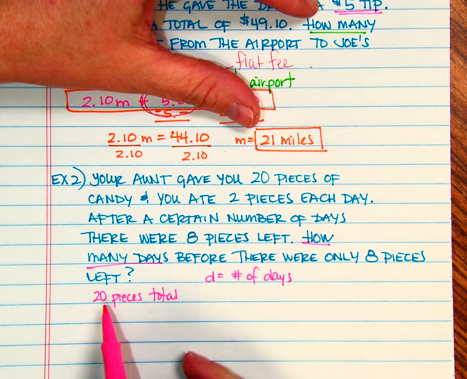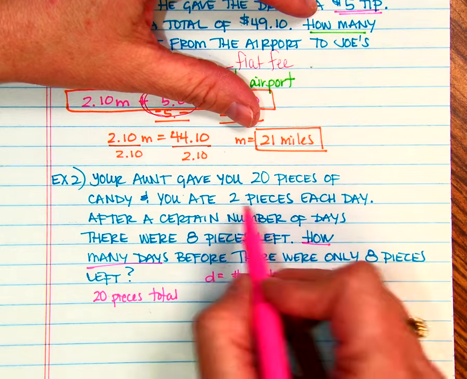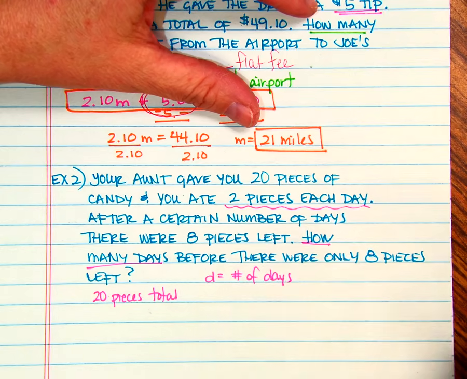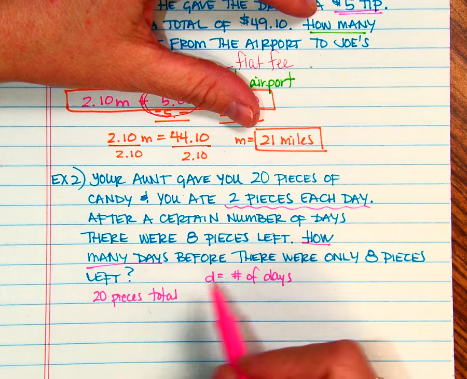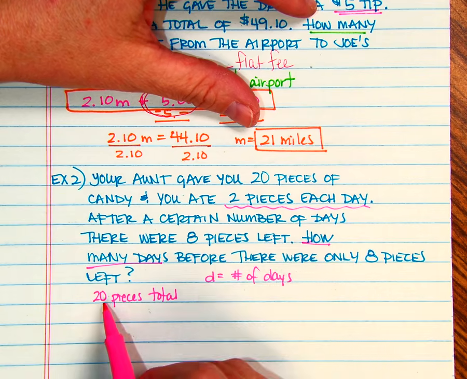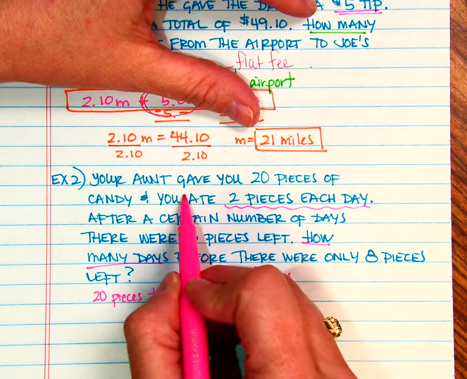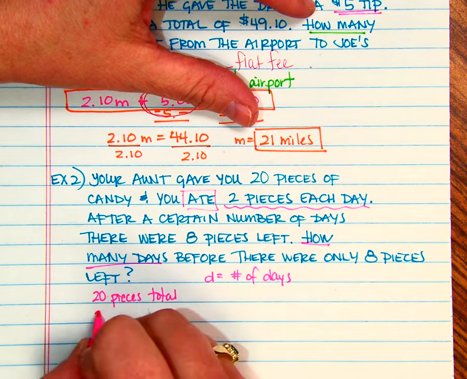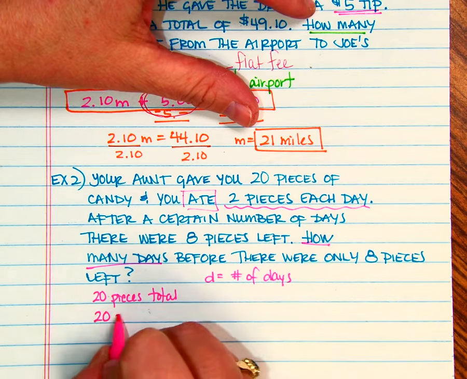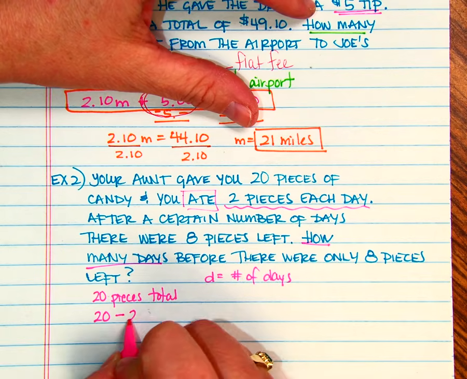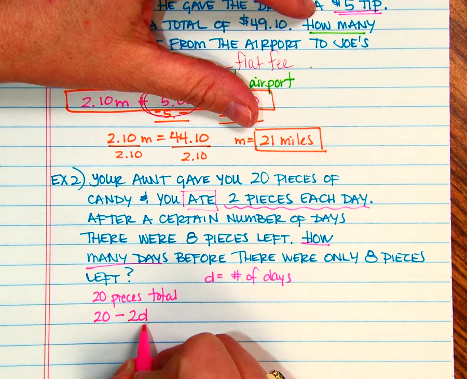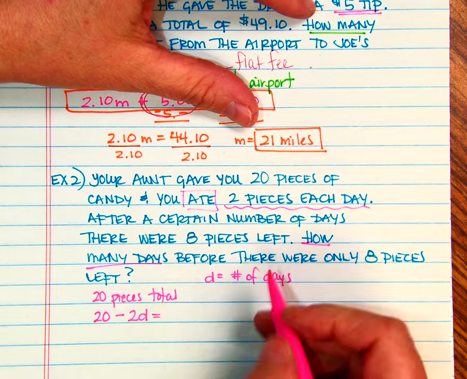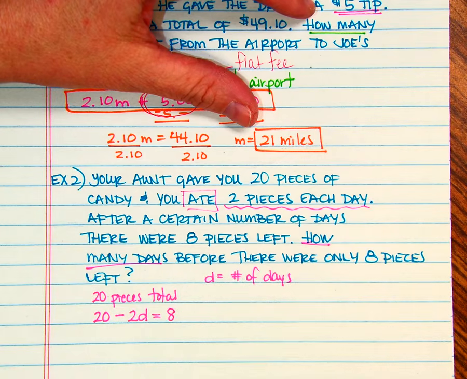Okay? So if I had 20 pieces total, and I ate 2 pieces each day, does that mean I'm going to do 20 times D? So 20 pieces times the number of days? So that means I'm ending up with a whole bunch more candy than just the 20 pieces. And remember, we're eating it. So if we're eating it, it's going to be disappearing, so it's going to be subtracting. So 20 pieces minus 2 each day. So 2 times however many days. And then I only have 8 left.